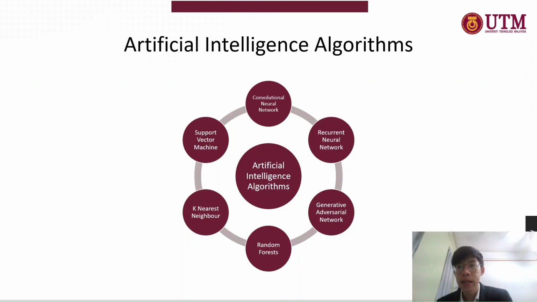And in this final year project, here are a series of artificial intelligence algorithms that will be utilized to evaluate their respective effectiveness and their robustness towards ECG classification. First will be convolutional neural network, consecutively recurrent neural network, generative adversarial network, random forest, k nearest neighbor, and last but not least will be support vector machine.